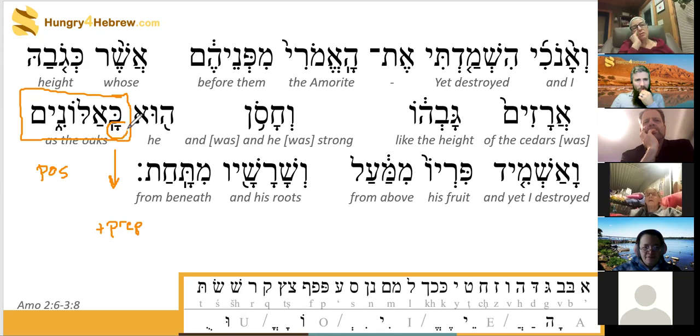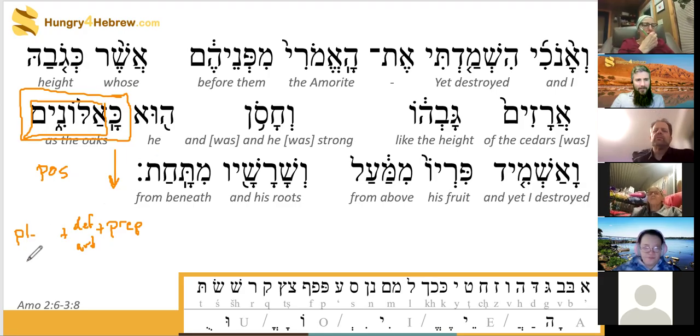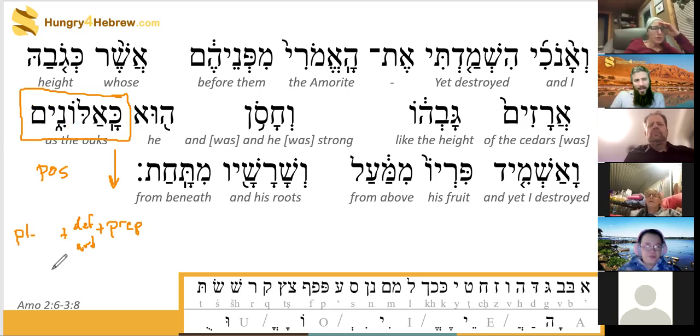Here, what are you all missing? It's definite. So yes, we've got a definite article built into it. And then we've got our plural. What part of speech is it? The participle? It's masculine plural, so it's got to be a noun.